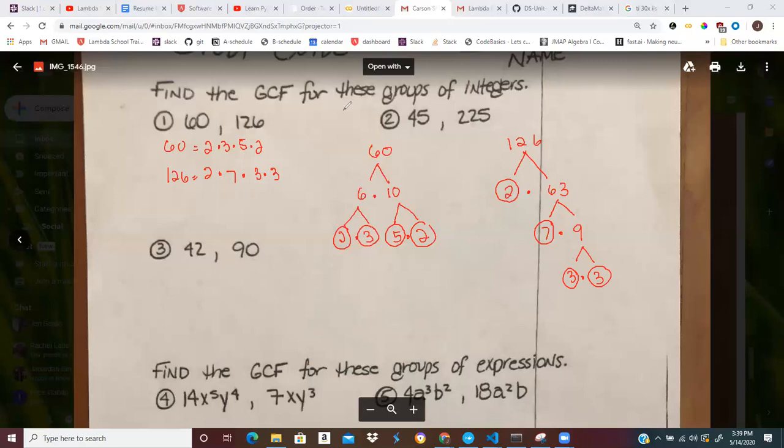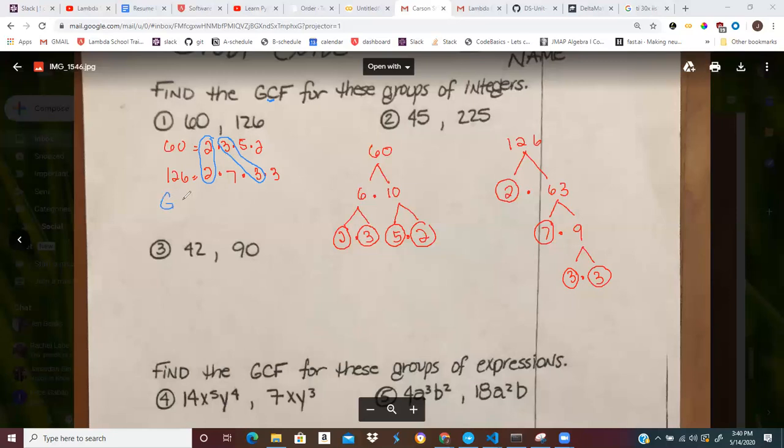And so now to find the GCF, the word here is greatest common factor. So it has to be a common factor for both numbers. What we're going to do is look for a number that is on your 60 and also on your 126. Okay, I'm going to circle that. The 2 is common to both of them. 3, you'll have a 3 in here, so that's also common. All right. 5, there's no 5 here. 2, there's no more 2. So therefore, your only common factors are 2 and 3.